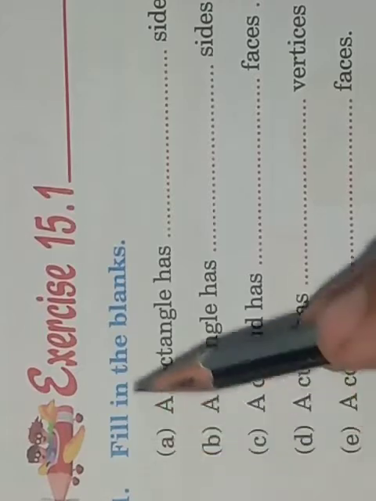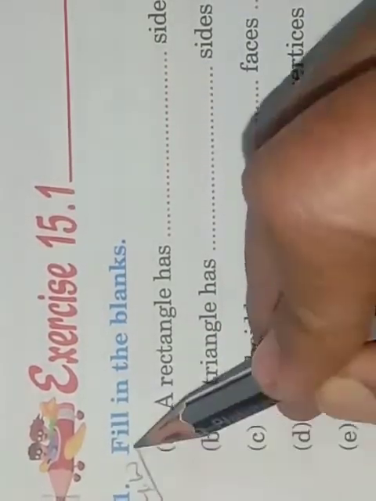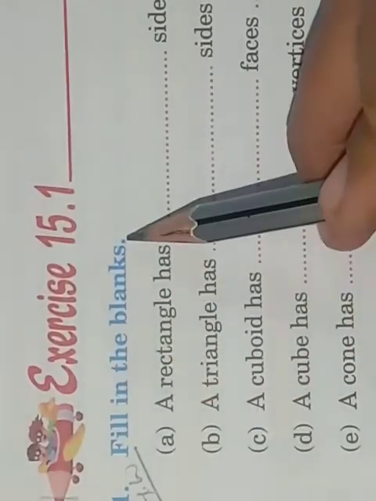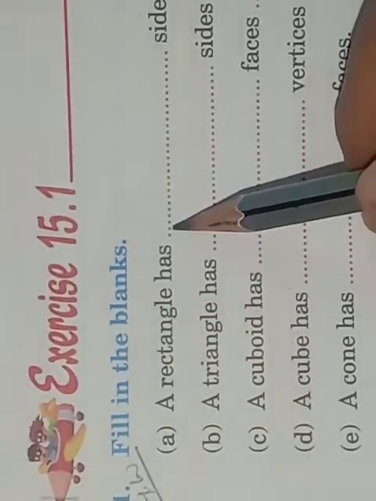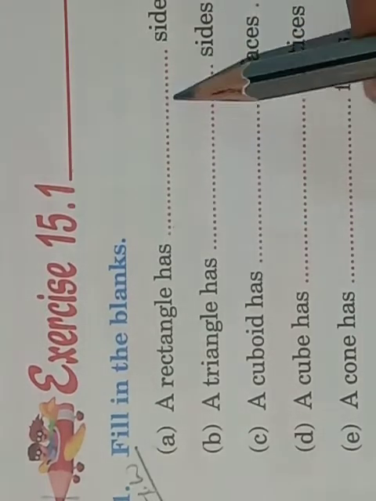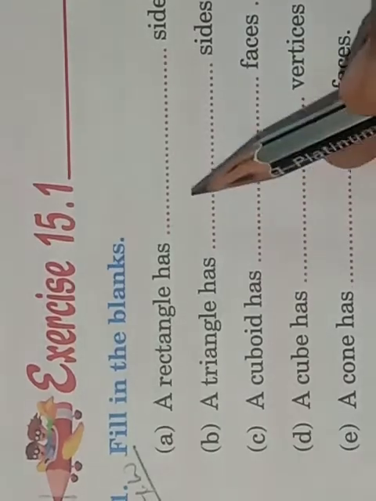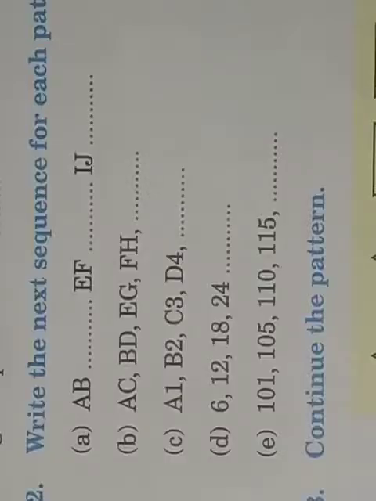Question number 1. This is homework. You have to do it yourself. Fill in the blanks. A rectangle has how many sides and how many vertices? You have to write it in the blanks. So, complete it yourself.